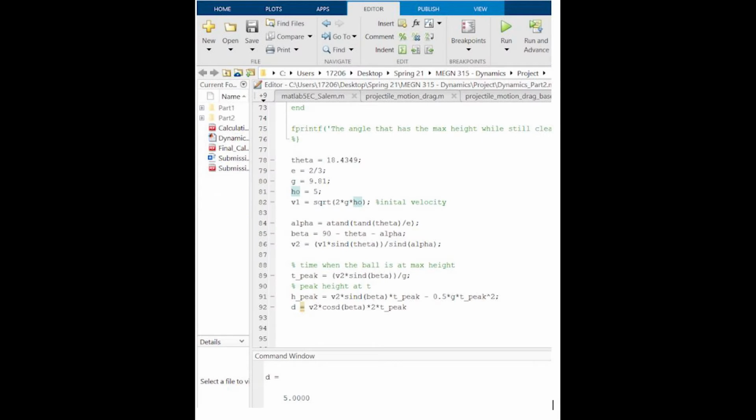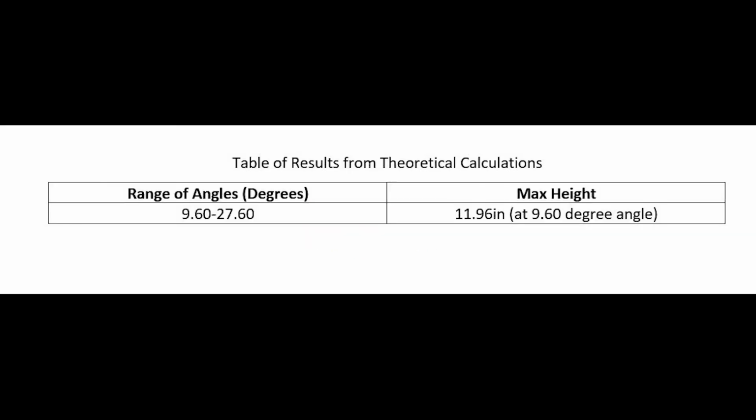We then wanted to verify our MATLAB code by comparing the answer it would give to a recent homework we just did, and the answer it gave matched up perfectly with the actual answer of the homework. Knowing that our MATLAB code was verified, we found a range of angles from 9.6 to like 27.6 degrees, with a max height of around 12 inches at that 9.6 degree angle.